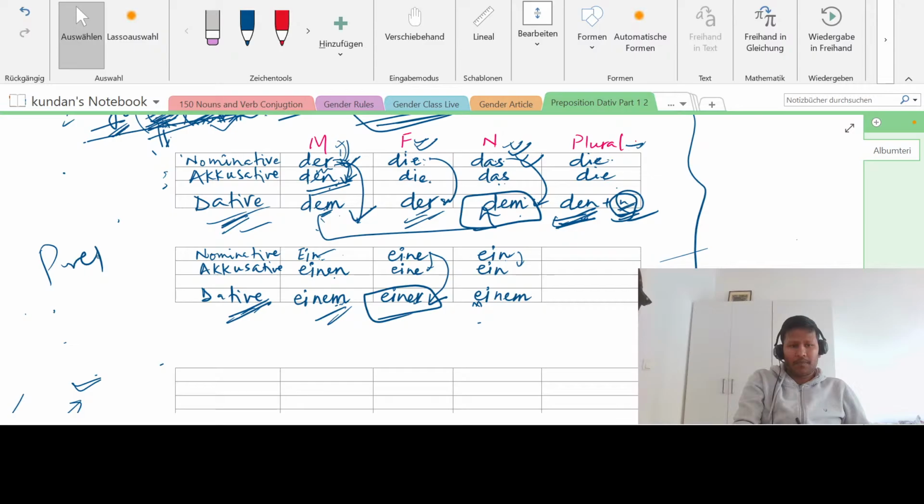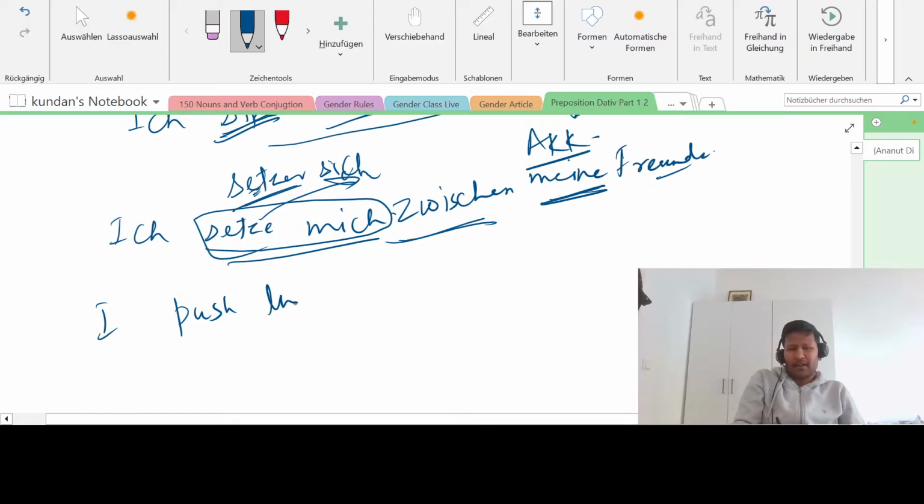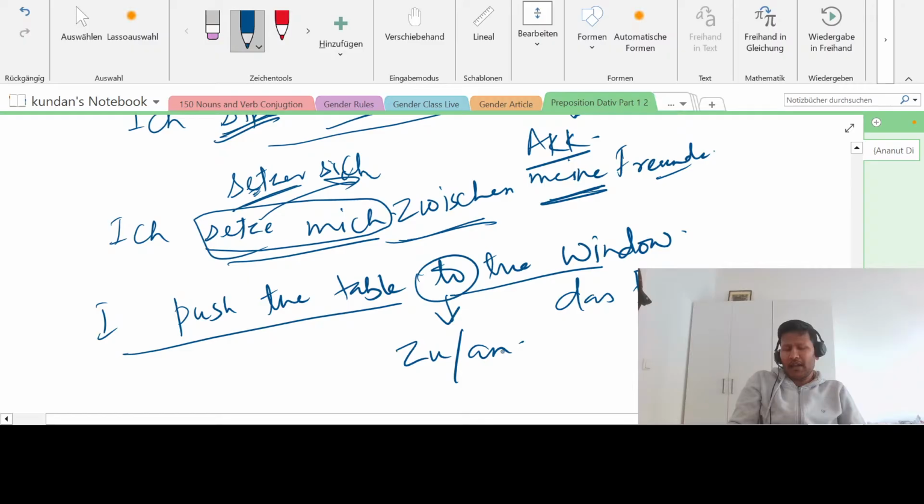And what next we will see in the test, we will confuse you. I will confuse you about which one is correct, and that is going to be the most important of all classes till now. For example, let me tell you what we will discuss. I will say, I push the table to the window. Okay, das Fenster. So here, which should I use, and what should be the case? So here comes the trick.